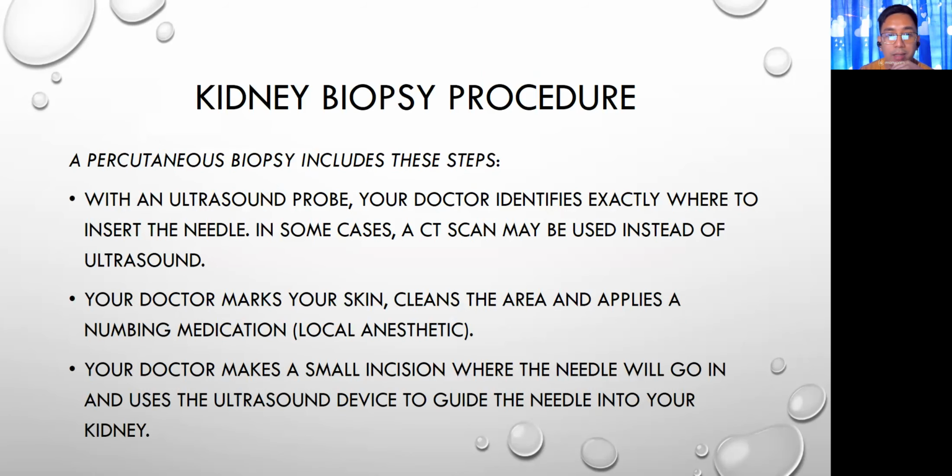So how is this kidney biopsy done? We have here the steps for the percutaneous biopsy. When we say percutaneous, the meaning is through the skin. The first step for this kidney biopsy is, with an ultrasound probe, your doctor identifies exactly where to insert the needle. In some cases, a CT scan may be used instead of ultrasound. Your doctor marks your skin, cleans the area, and applies a numbing medication or a local anesthetic.